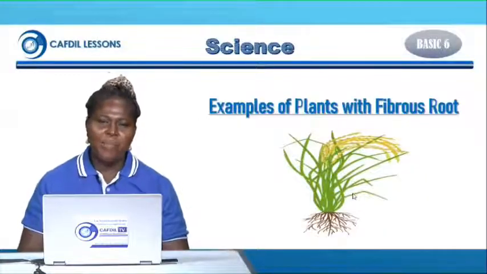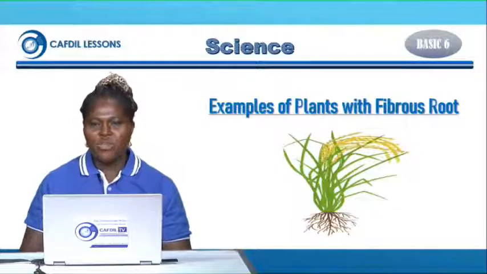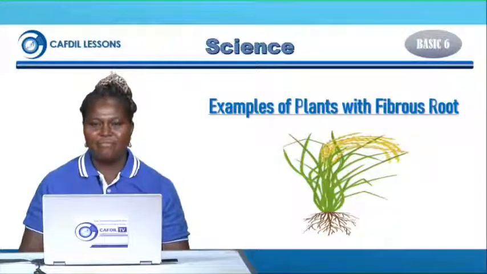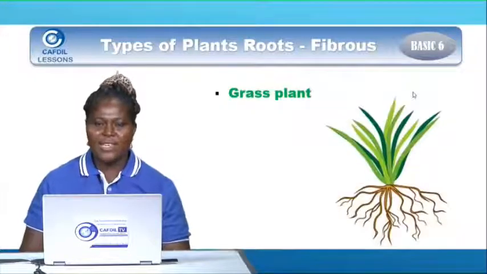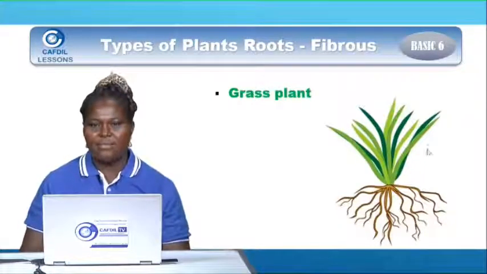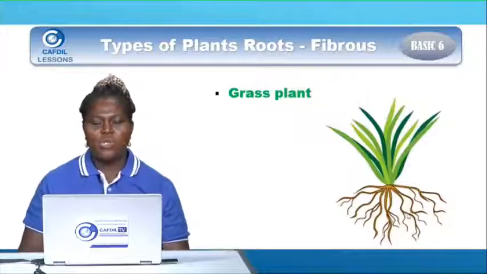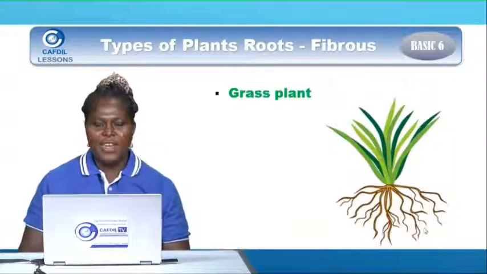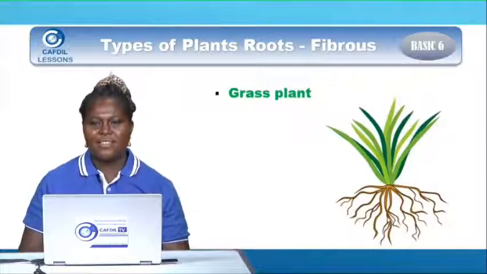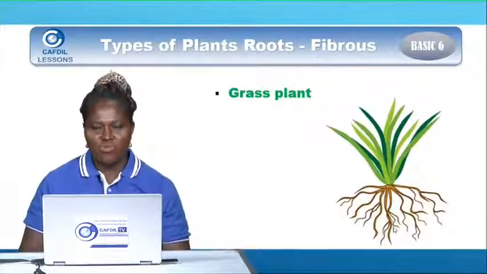Now we are coming to look at examples of plants with fibrous roots, as we can see on our screen. The first example we have on our screen is the grass plant. I hope you have all seen grass plants before. Yes, in our schools we have some there. If you get a chance, uproot one of the grass plants and look at it. Yes, the roots are coming from the base of the stem. So the plant has fibrous roots.